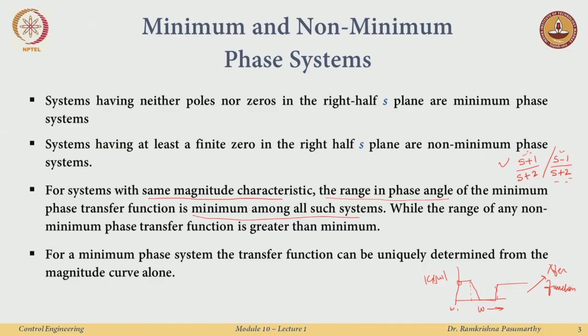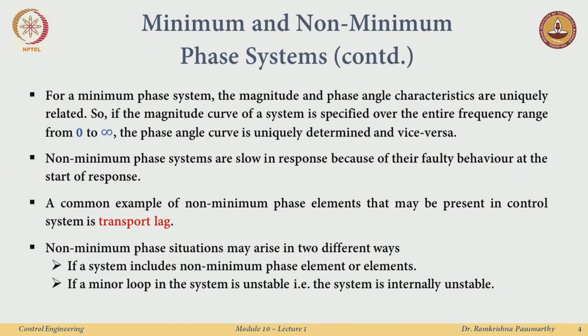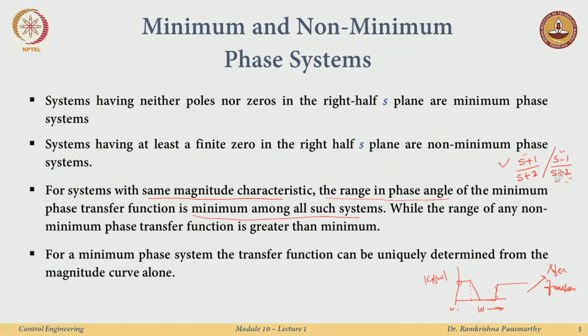So I will assume that whenever I am doing this experimental determination, my system would be minimum phase. More on this will keep coming. What are the other ways of distinguishing between minimum and non-minimum phase? For a minimum phase system, the magnitude and phase characteristics are uniquely related. Just take any minimum phase system: given the magnitude plot, there will be a direct one-to-one relation with the phase plot.